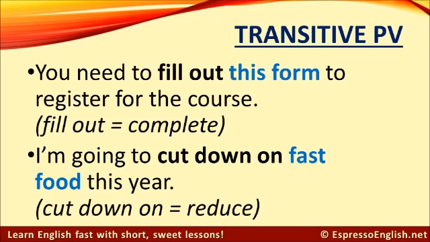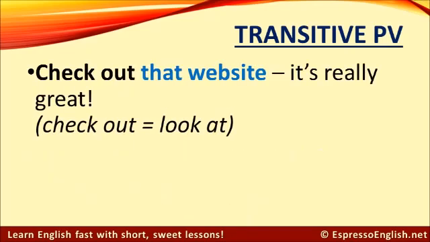I'm going to cut down on fast food this year. Cut down on means reduce, and the direct object is fast food. Check out that website. It's really great. Check out is another way to say look at, and the direct object is that website.